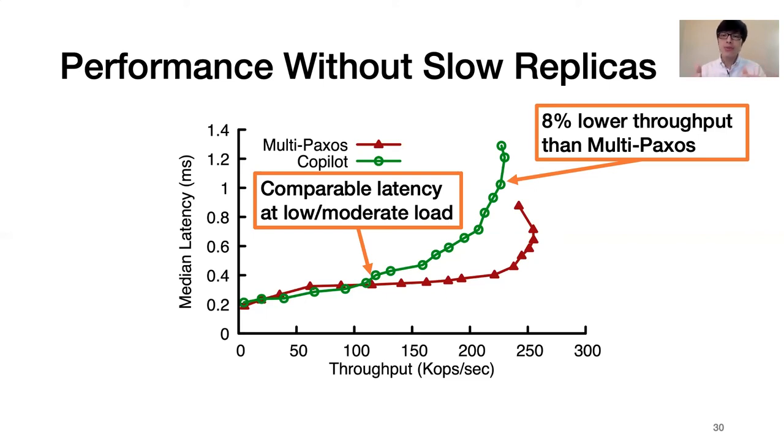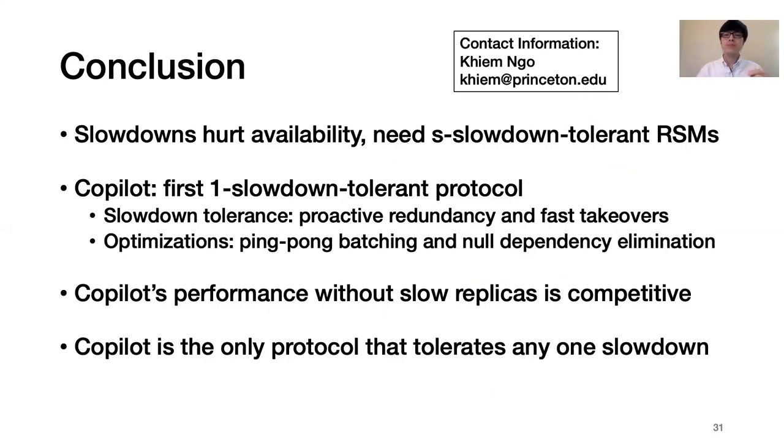Copilot's low latency and high throughput when there are no slow replicas is due to ping-pong patching. Its lower but competitive performance with Multi-Paxos is as we expected, since a pilot also needs to do the work of a replica for the other pilot's batches.